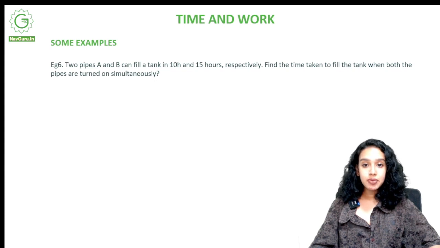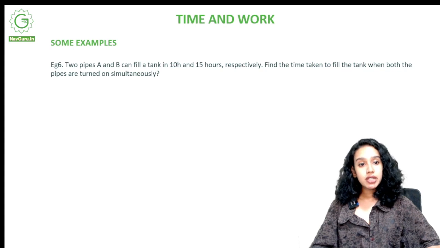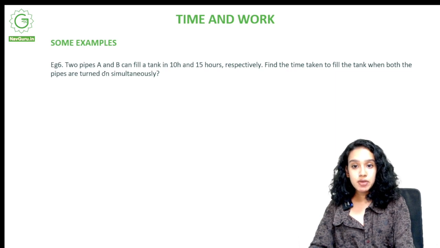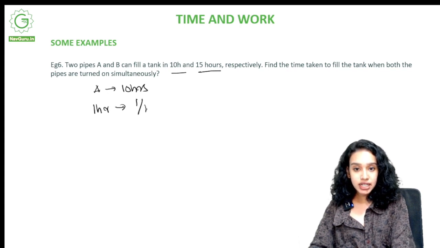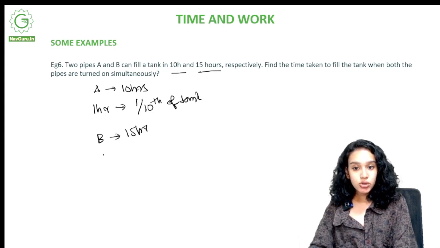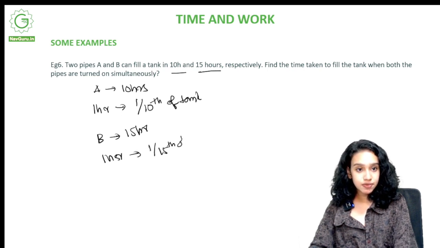Two pipes A and B can fill a tank in 10 hours and 15 hours respectively. Find the time taken to fill the tank when both the pipes are turned on simultaneously. So A fills the tank in 10 hours, right? So in 1 hour, it fills 1/10th part of the tank. Now B fills the tank in 15 hours. So in 1 hour, it fills 1/15th of the tank.